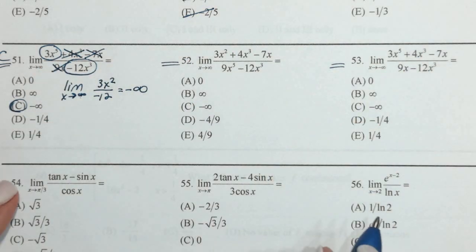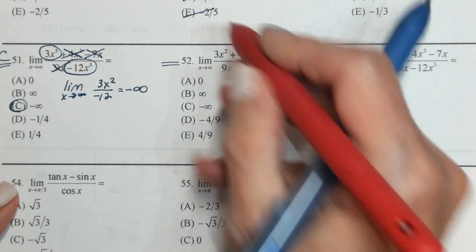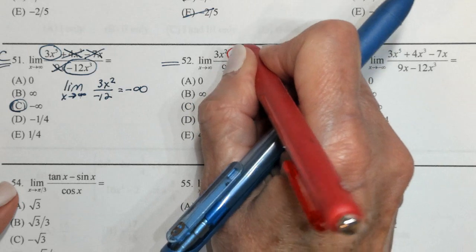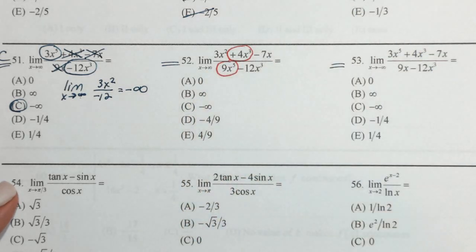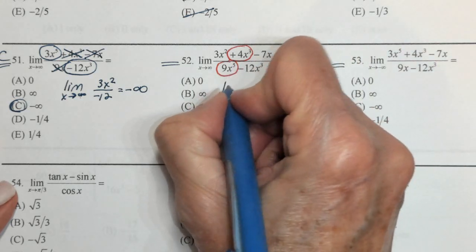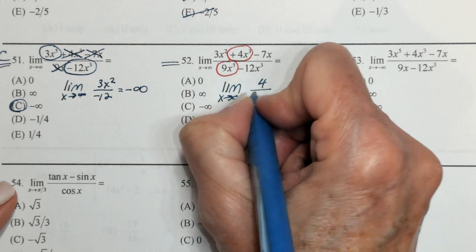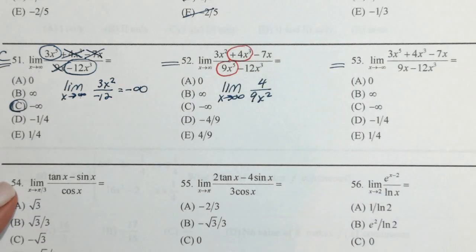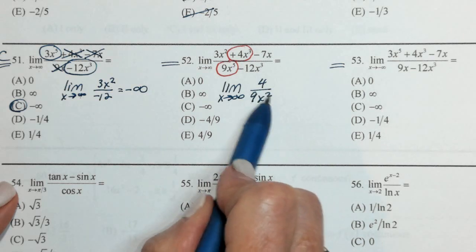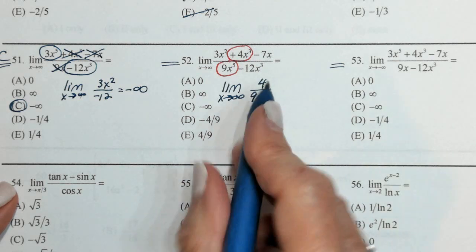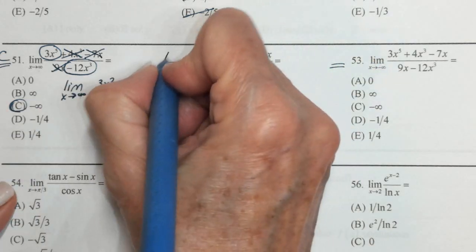Okay? X goes to infinity, so only the highest powered term on top and the highest powered term on the bottom are relevant. Reduce your x's. We have the limit as x goes to infinity of 4 over 9x squared. Now let x go to infinity. The bottom is going to infinity. I have positives all over the place, but this thing is going to 0 regardless. A.